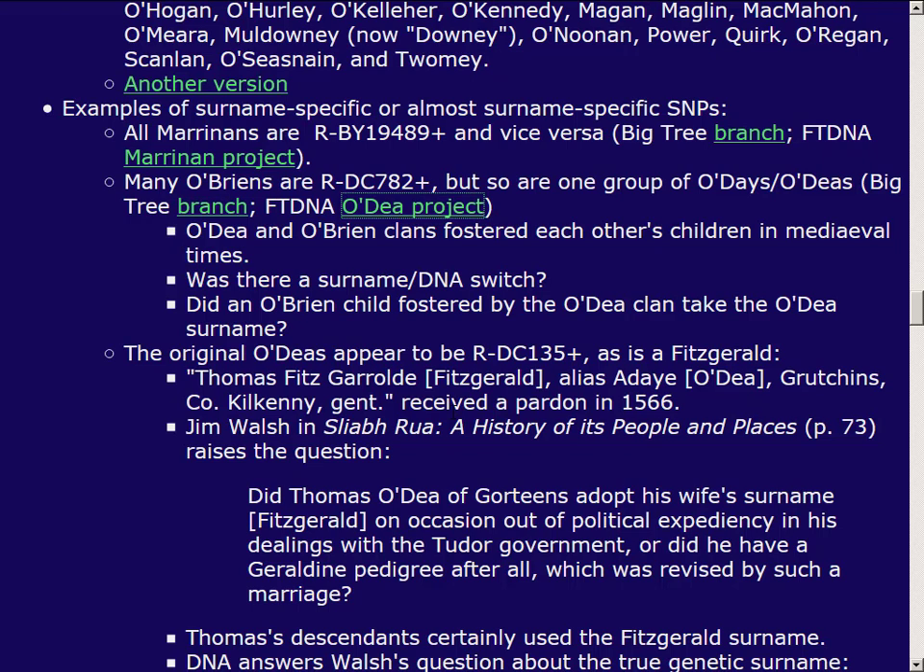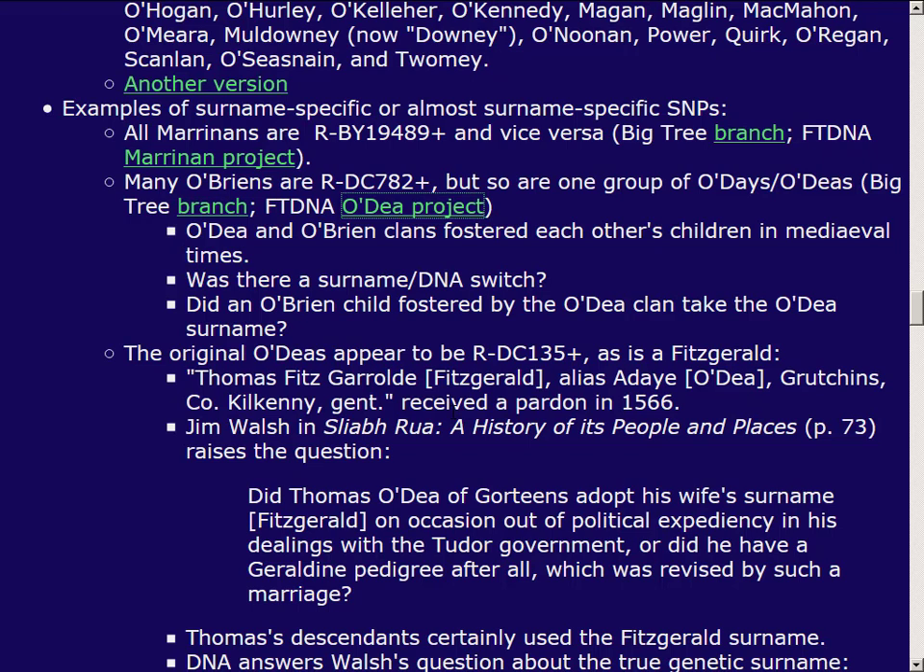DC135 is the older OD branch, and we have a story from 1566 in County Kilkenny of a Thomas Fitzgerald, which is Fitzgerald, alias AD, which is a variation of OD, from Grutchins or Gertines in County Kilkenny, gentleman who received a pardon. There's a lovely local history book which James OD came up with called Slieve Rua, A History of Its People and Places. And the author Jim Walsh asks, did Thomas OD of Gertines adopt his wife's surname, which was Fitzgerald, on occasion out of political expediency in his dealings with the Tudor government, or did he have a Geraldine pedigree after all?